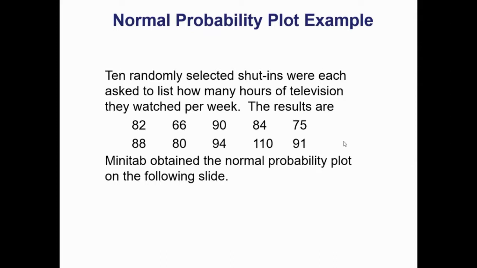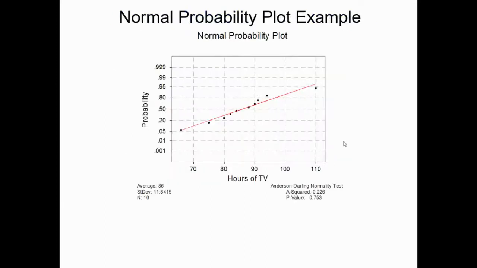We have 10 in this first one, 10 randomly selected shut-ins that were each asked to list how many hours of television they watch per week. And they give us their results. We put them into Minitab, which is a statistical software, and Minitab gave us the following plot.